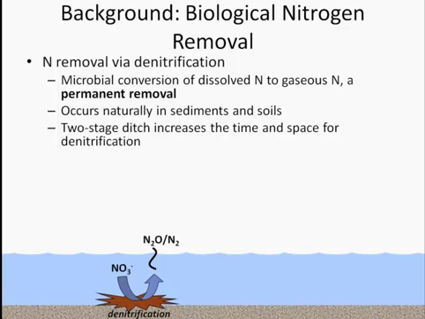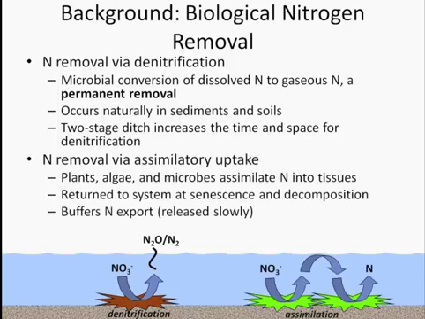And this is a process that occurs naturally in sediments and soils. So we're not doing anything to change this natural process. What we're doing with the two-stage ditch is increasing the time and space over which this can occur. So we've got a wider ditch during floods, and so that water column nitrogen has more of an opportunity to interact with the denitrifying microbes in the sediments.